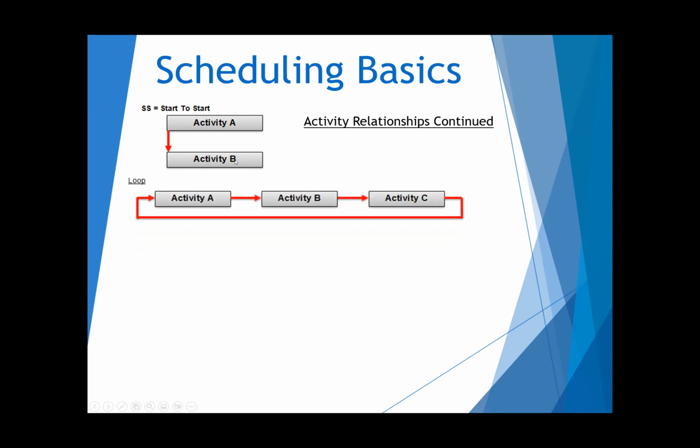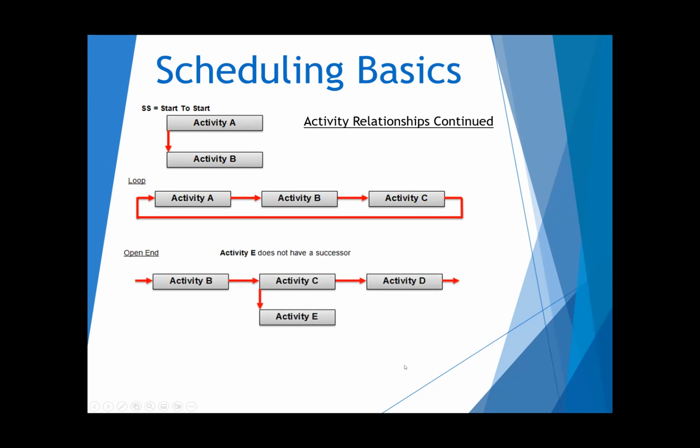And then a loop, which is activity A ties to activity B, then activity B ties to activity C, and activity C loops back around to tie to activity A. This will cause an error in the system that would not allow you to continue with the schedule.